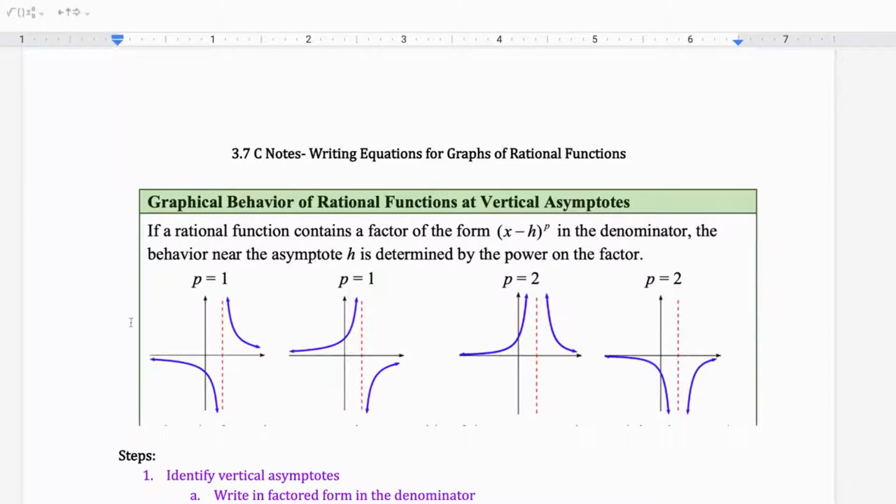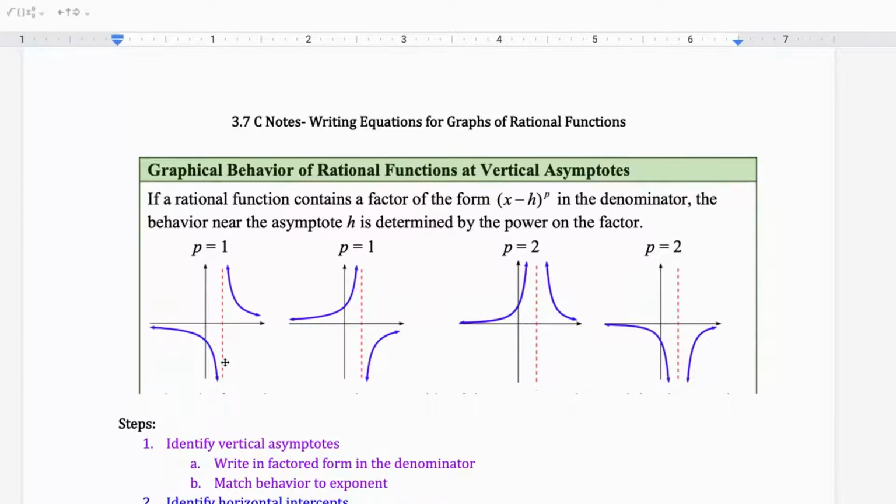I can't because this is a Google Doc, but you can. So what I'm going to do is look at the asymptote, which is that red dotted line. And notice when we look at it that the arrows point in opposite directions.